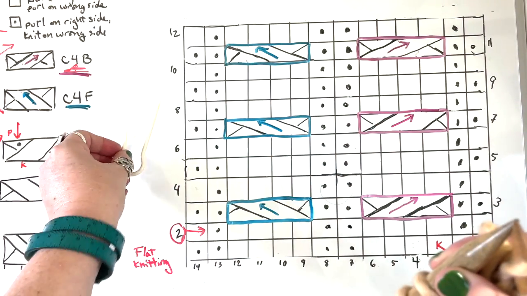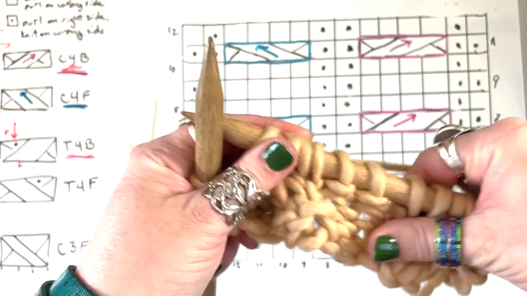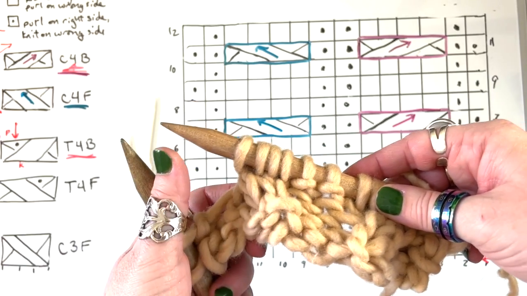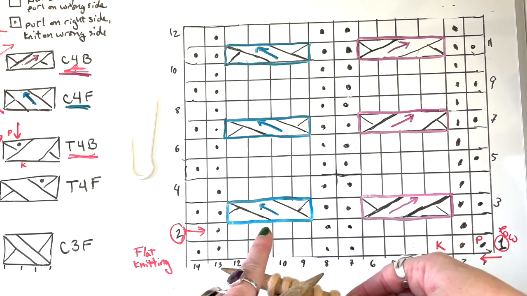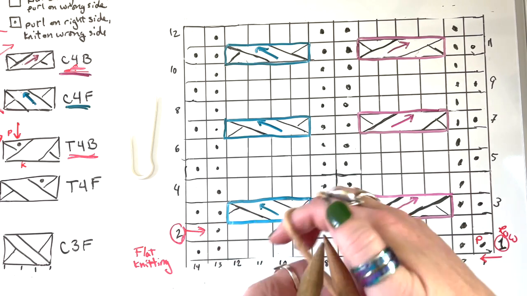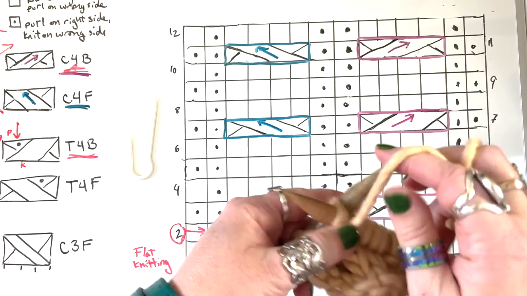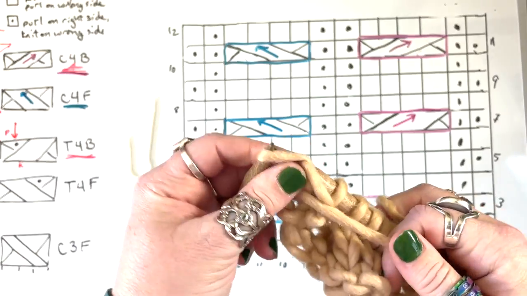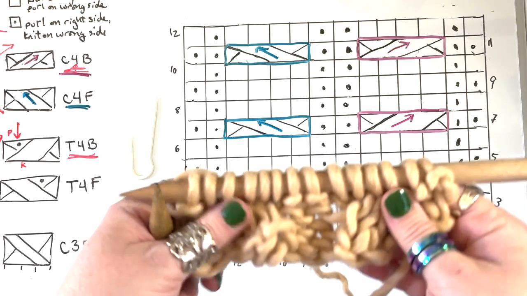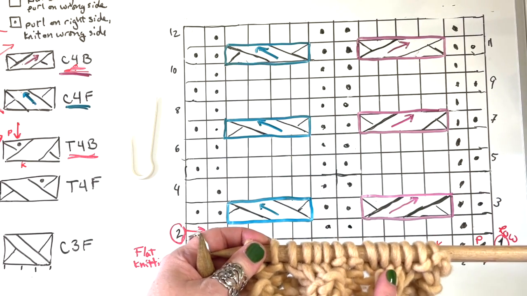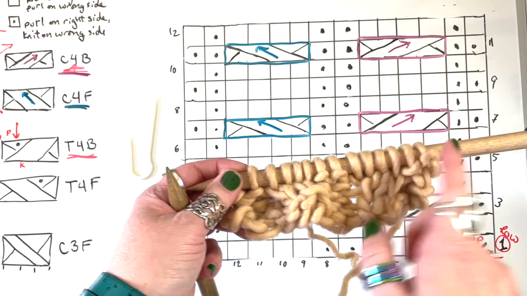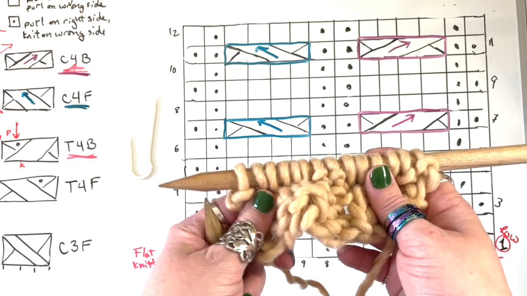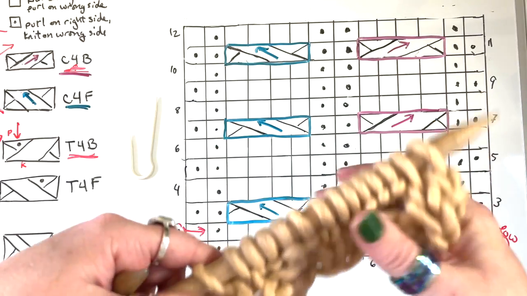If I put this guy down, what I have is a cable that leans, a twist, a diagonal that leans up to the left, just like that picture does. And then my instructions say to purl, those dots mean purl, purl my last 2 stitches. So what I have now, I have a twist that leans this way, and I have a twist that leans this way. I'm done with row 3. If I turn this around, here's an example.